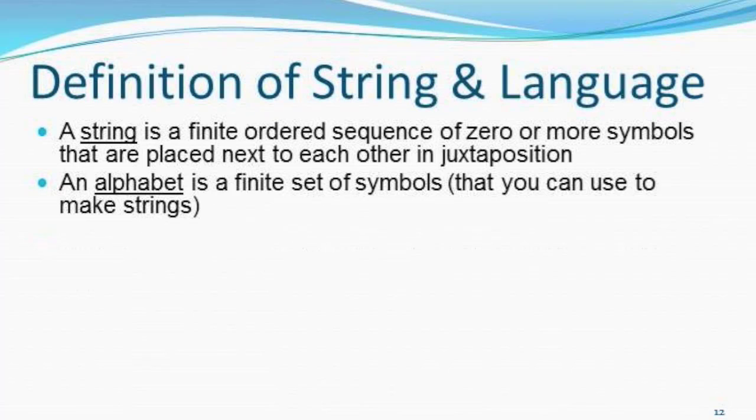Okay, so now more definitions. A string is a finite ordered sequence of 0 or more symbols that are placed next to each other in juxtaposition. In other words, it's pretty much what you've always thought of as a string, a bunch of characters. In this case, we're going to call them symbols placed next to each other.